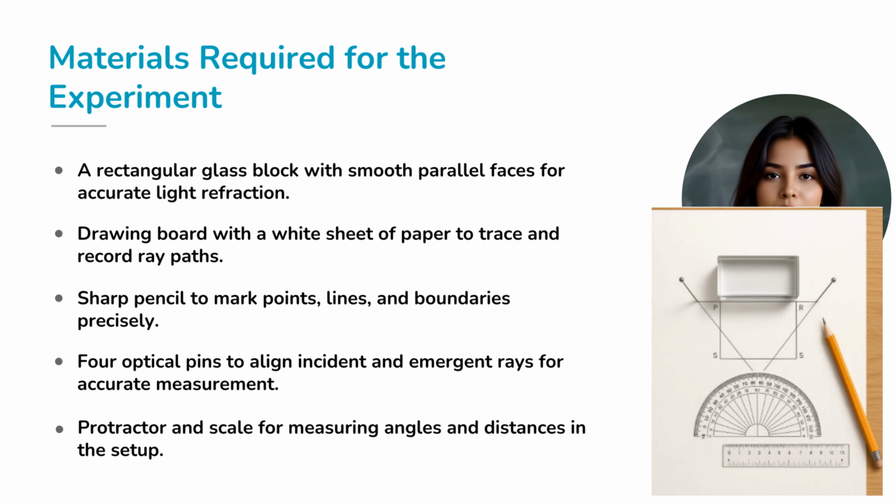Our main player is a rectangular glass block with perfectly polished parallel sides. This is placed on a wide sheet of paper fixed to a drawing board so we can trace every ray. A sharp pencil will help us mark positions precisely, while 4 optical pins will serve as reference points for the path of light. To measure the angles, we'll use a protractor and for length, a scale. This simple set of tools will let us do something profound, test a fundamental law of nature.